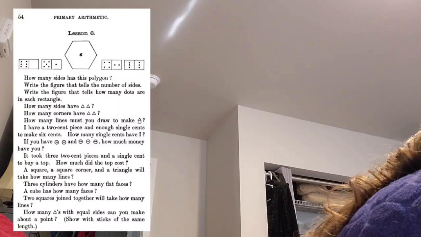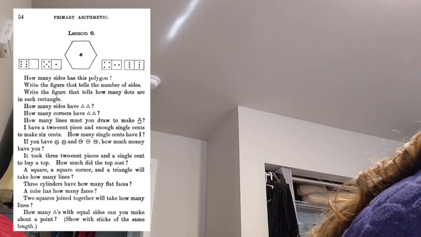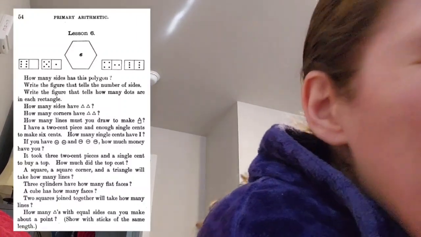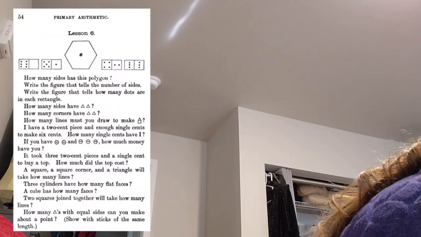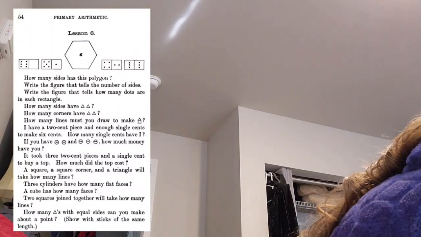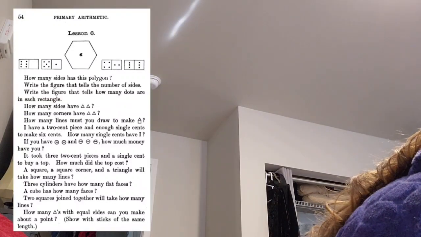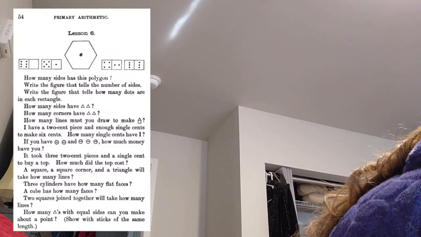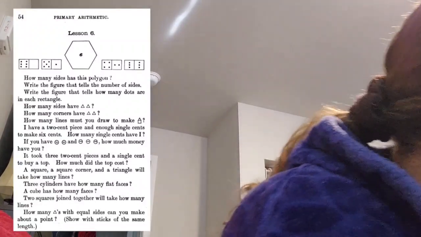Okay, this is on page 514. So it says, how many sides has this polygon? It has 6 sides. What is a polygon? I don't know what a polygon is. Write the figure that tells the number of sides. Again, you just write out the number 6. Write the figure that tells how many dots are in each rectangle. That would be the number 6.